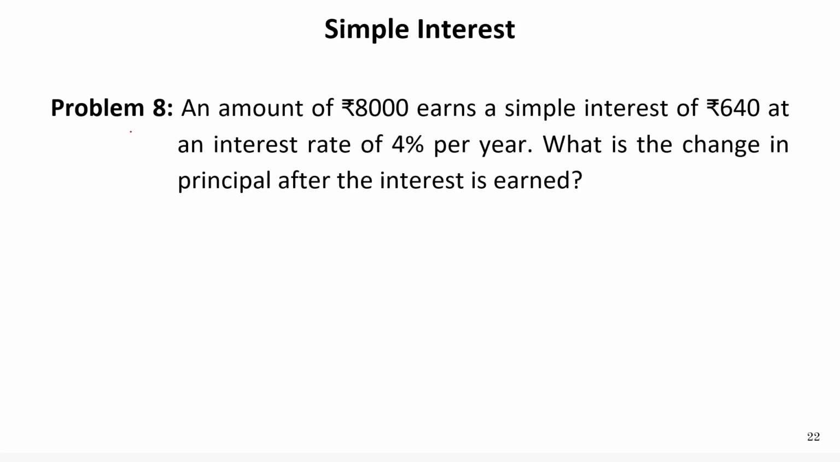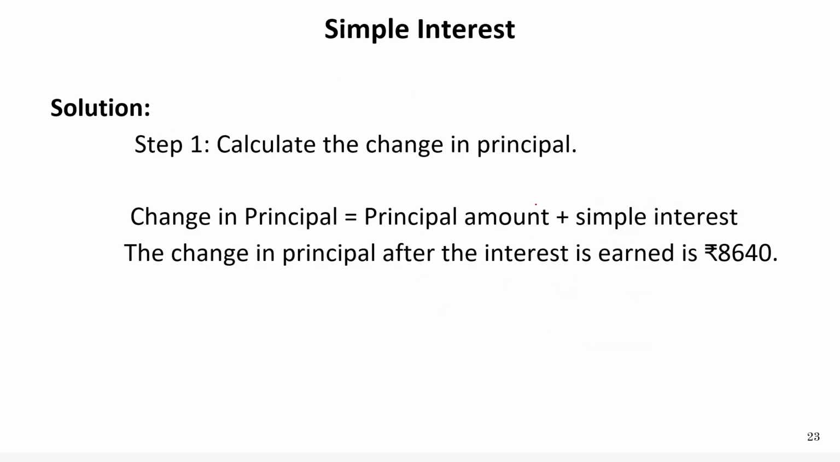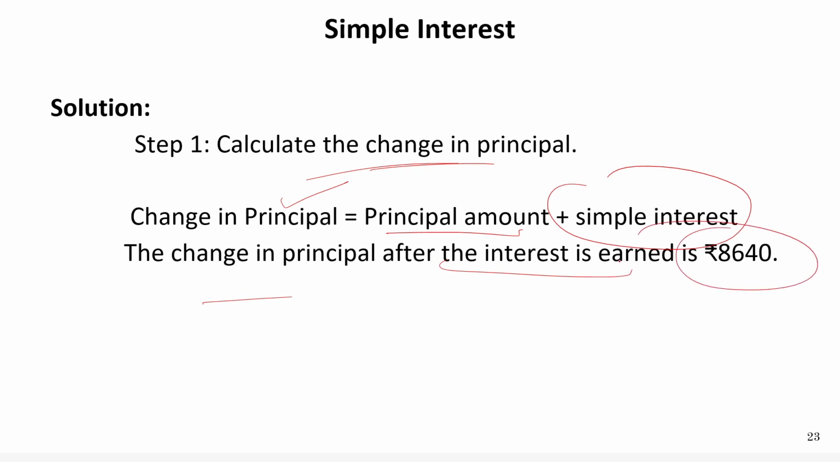5750. So let's see problem number 8. An amount of 8,000 earns a simple interest of this much amount at an interest rate of this much. What is the change in principal? So change in principal is equal to the original principal value plus the interest earned, that is 640. This is equal to 8640. So the difference is equal to the changed value minus the original value, that is 8640 minus 8,000, which is equal to 640. That is the amount of interest earned. So the changed value will be 8640. So calculating the change in principal, it is principal amount plus simple interest. So the change in principal after the interest is earned is 8640.